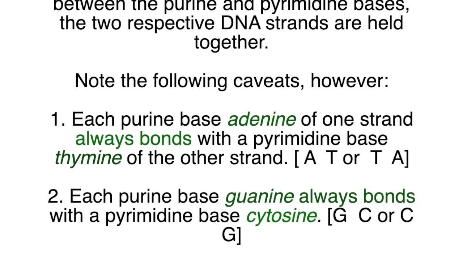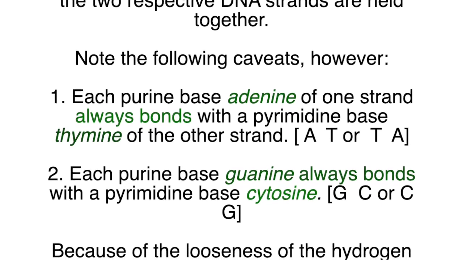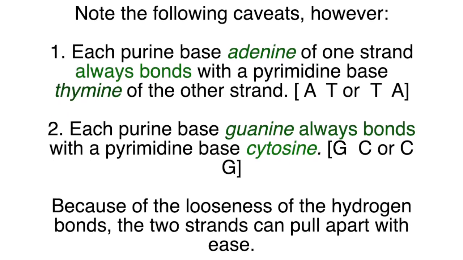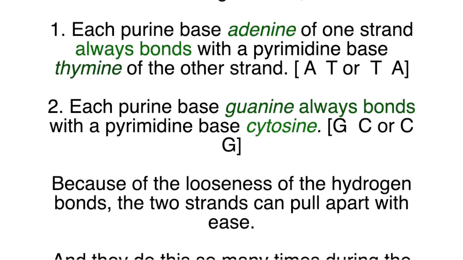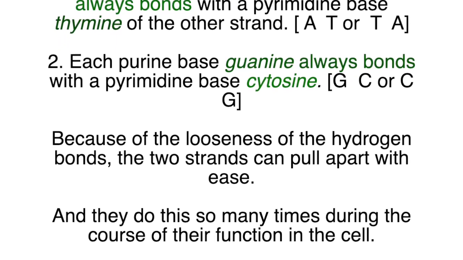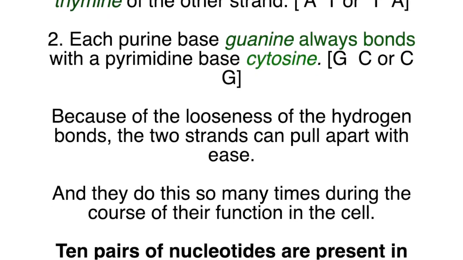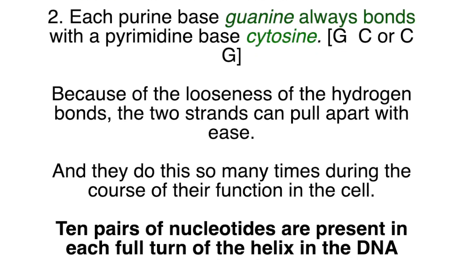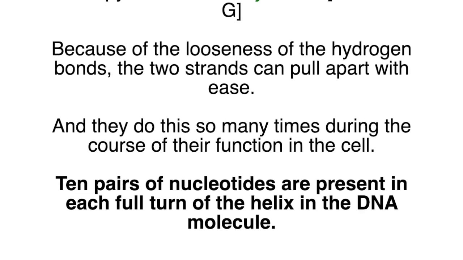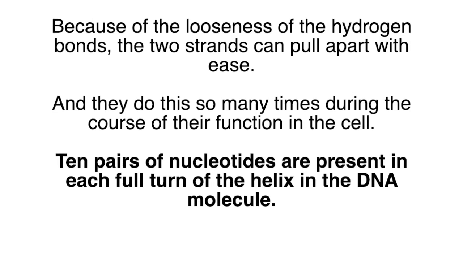Note the following caveats, however. 1. Each purine base, adenine, of one strand always bonds with a pyrimidine base, thymine, of the other strand, A and T or T and A. Each purine base, guanine, always bonds with a pyrimidine base, cytosine, G with C or C with G.